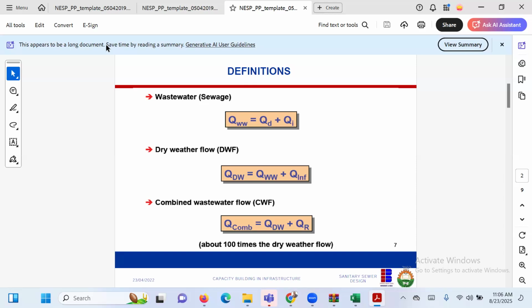Then we have the stormwater. So for now, let us focus on sewage first. So on wastewater or sewage, the wastewater flow is the daily flow plus infiltration flow.